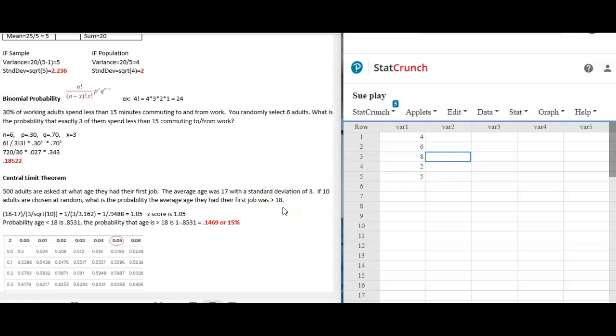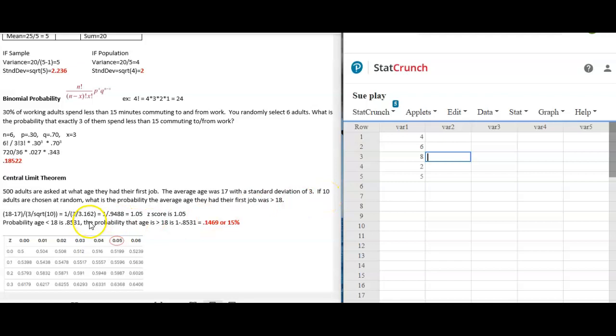So the formula to calculate a z-score when we're using the central limit theorem is taking our x value, which is 18, right over here, subtracting the mean, and then dividing that by the standard deviation. Now, if it wasn't the central limit theorem that we needed to use, we would just divide by the standard deviation, which is 3. But we're using the central limit theorem, so we're dividing it by 3 divided by the square root of the sample size. So 3 divided by the square root of 10, which is what we get right here if 10 adults are chosen at random.